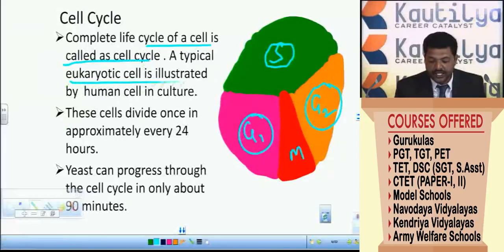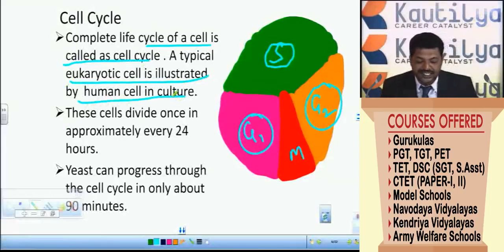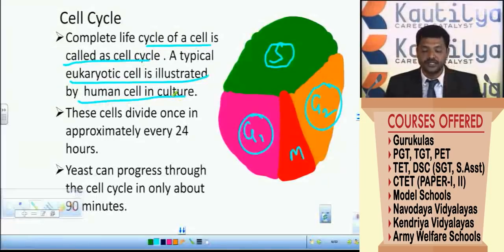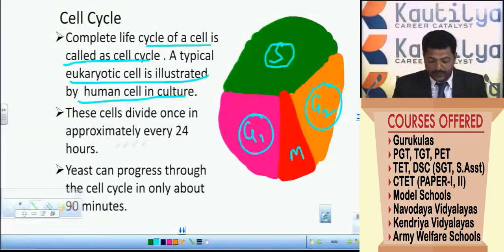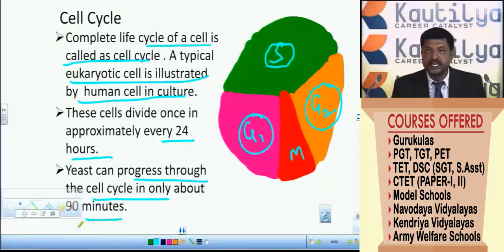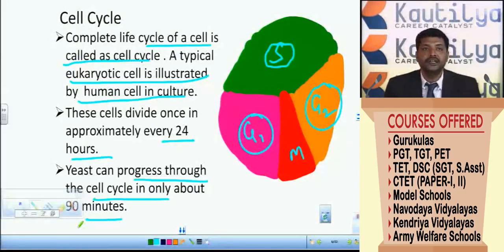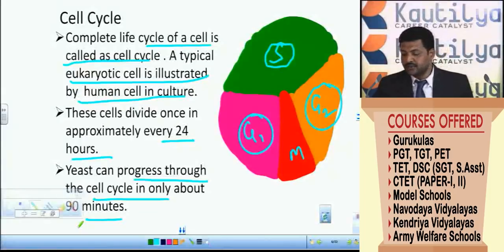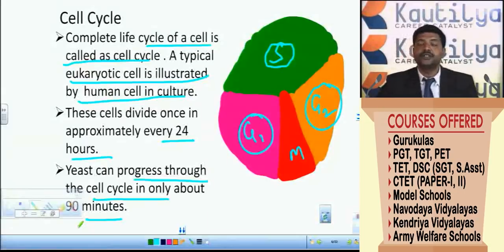A typical eukaryotic cell is illustrated by human cells in culture. These cells divide once approximately in 24 hours. Whereas yeast can progress through the cell cycle in only about 90 minutes. So 23 hours of preparation and 1 hour of division is the cell cycle.